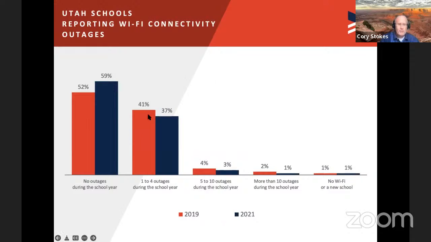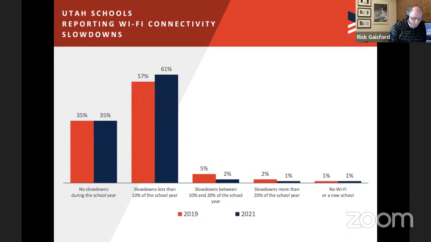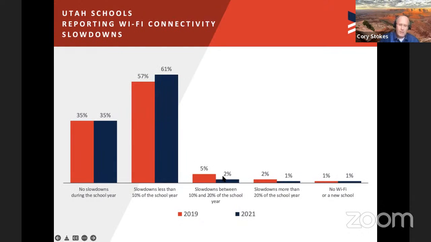I thought this was good. We're seeing a trend in outages. Almost 60% of schools reported they haven't seen an internet outage or a network outage in the school year. It continues to increase, and that's great. Slowdowns also have improved. We're getting fewer slowdowns.